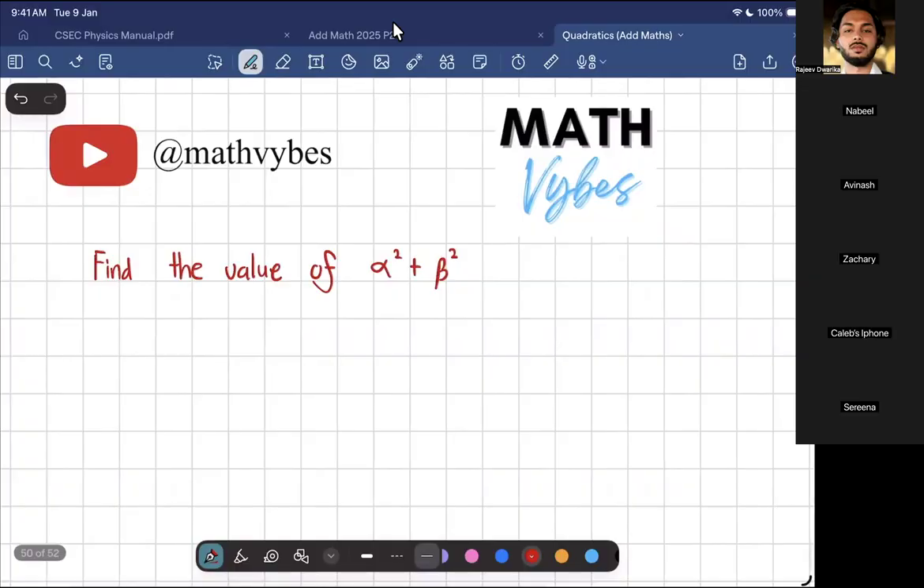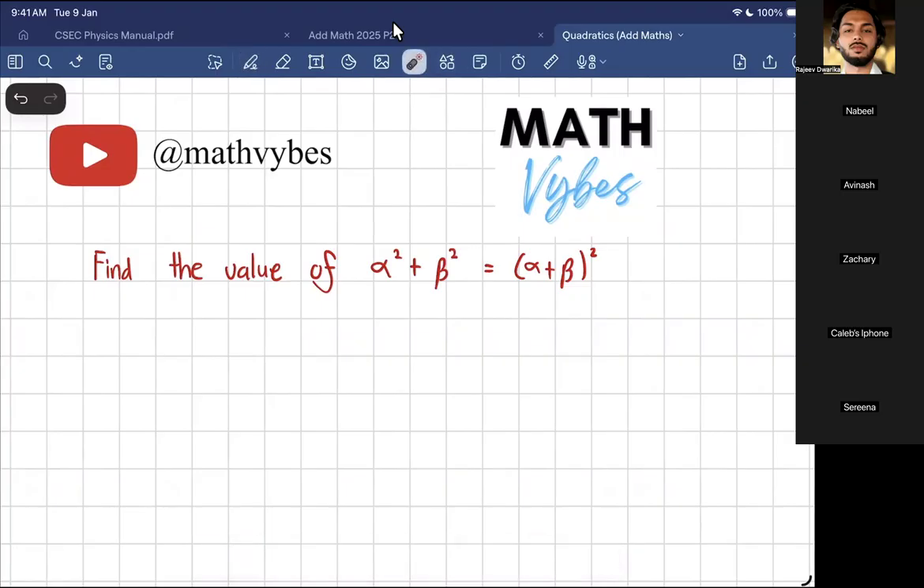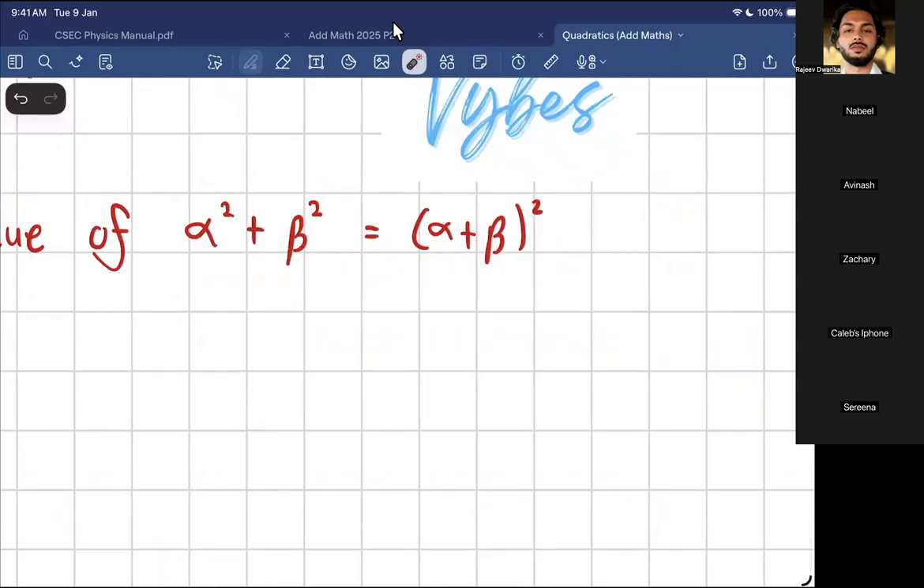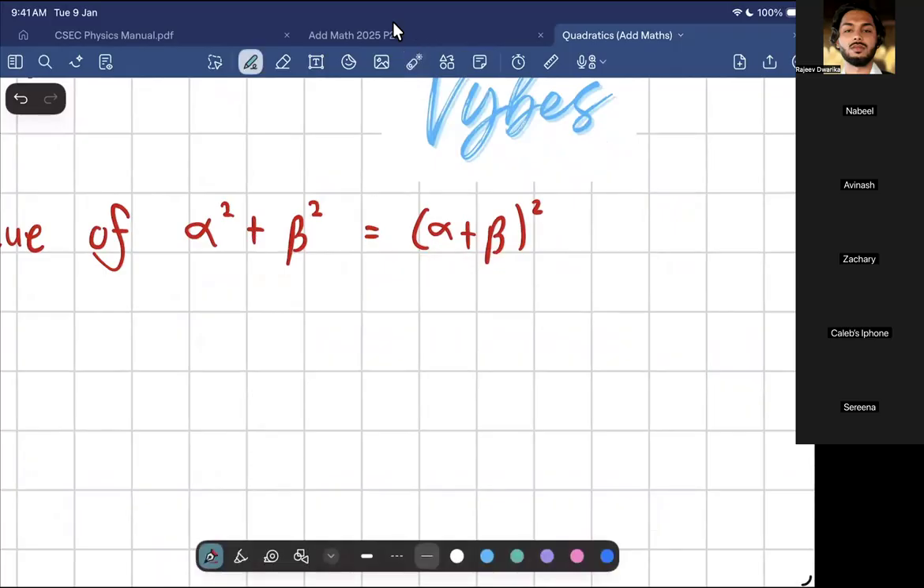To find alpha squared plus beta squared, are you going to say alpha plus beta all squared? Is that what you're gonna do? Now be honest with me, Nabil. If you get a question and they ask you to find alpha squared plus beta squared, is that the same thing as alpha plus beta all squared? Or no? Looking the same. Okay, well let me see if it's the same, let me see for ourselves.